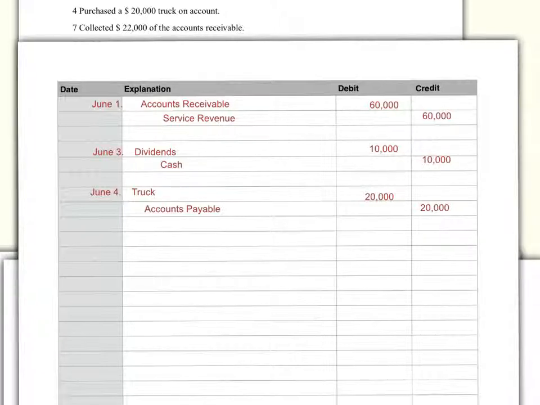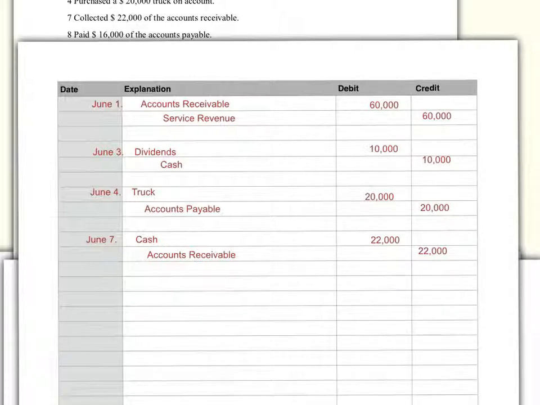June 7th, I collected $22,000 of the accounts receivable that was owing to me. I received cash, so cash increases, so debit cash, $22,000. What is owing to me in accounts receivable has now been decreased by $22,000. On June 8th, I paid $16,000 of what I owe on accounts payable. Therefore, debit accounts payable, $16,000, and credit cash, $16,000.